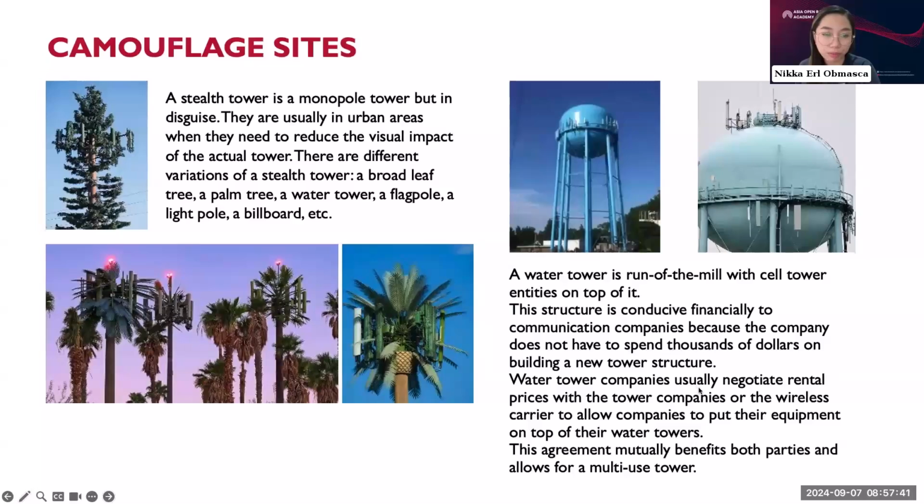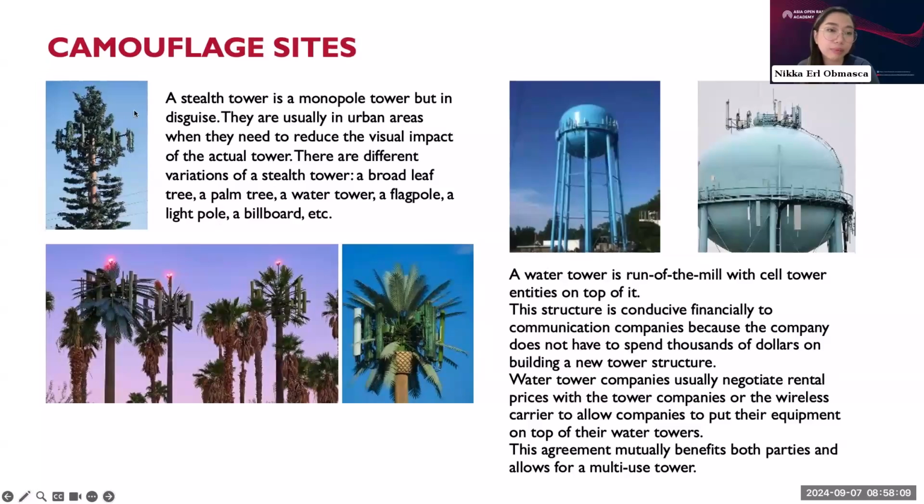So, companies usually negotiate rental prices with the tower companies or the wireless carrier to allow companies to put their equipment on top of their water towers. So, ayun, nini-negotiate to na may bayad syempre. So, win-win lang to for both the operator and yung owner ng mga water towers natin.